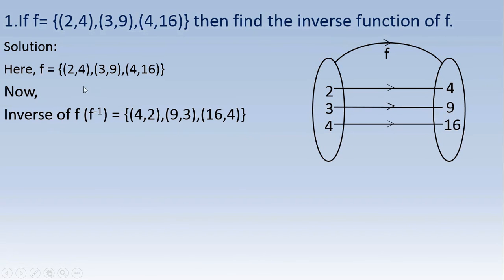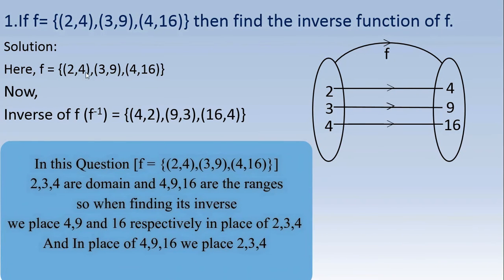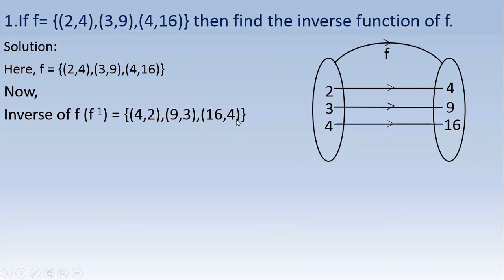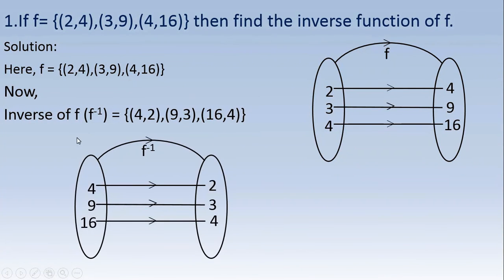We have said inverse of a function is the function which is obtained by interchanging the elements of the domain and range. Here 2 is the domain and 4 is the range, and in inverse of a function we have inverse that. Here it is range and it is domain. Similarly here it is range, it is domain. It is range, it is domain. And now we are plotting the information of f inverse in arrow diagram.